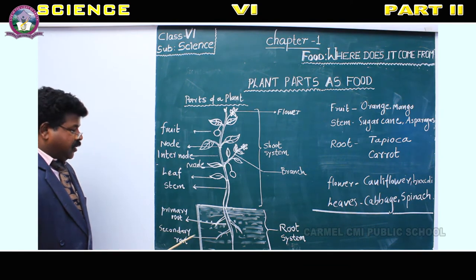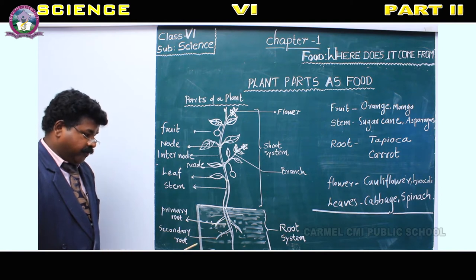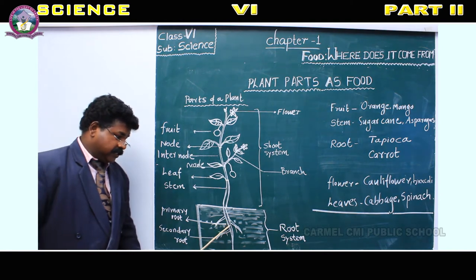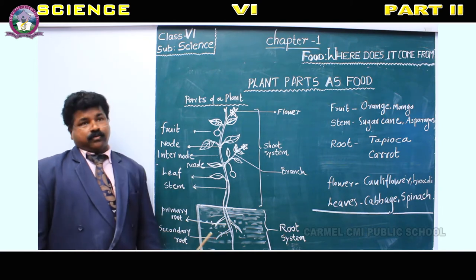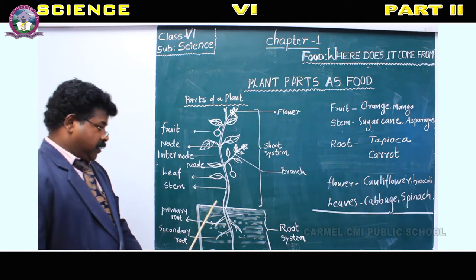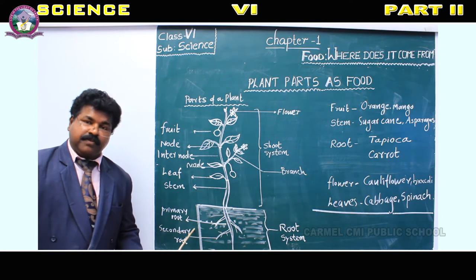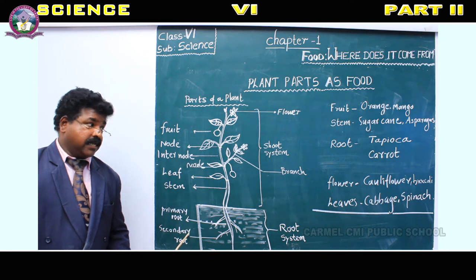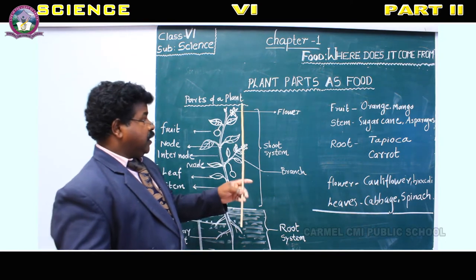Again, you can find some branches of the main root are also available. And these branches arising from the main root are known as secondary roots. Okay, the main root is called primary root, and the branches arising from the main root are known as secondary roots. Then now, let us see some of the parts.